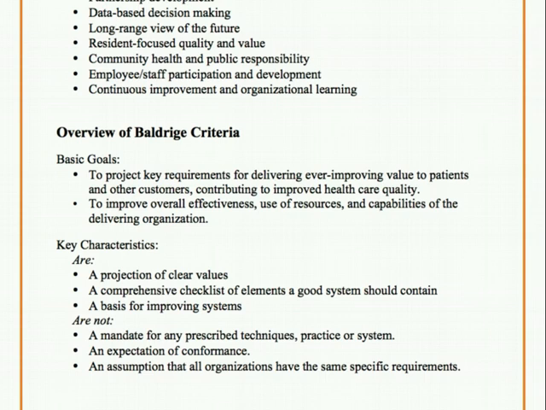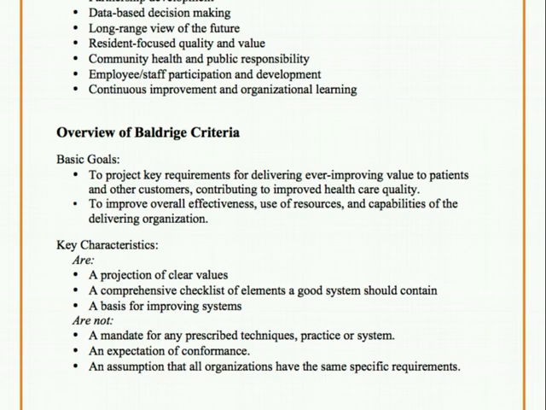Now, 6 key characteristics. The criteria are a projection of clear values. We mentioned those previously. Secondly, a comprehensive checklist of elements a good system should contain. This links directly with our first basic goal that we just covered.